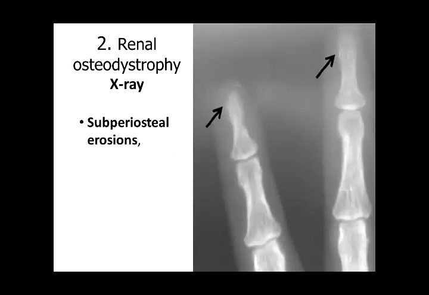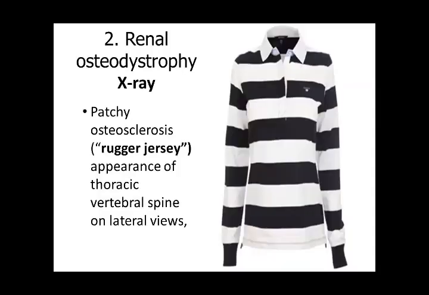Renal osteodystrophy X-ray: subperiosteal erosions are there. Right. So you can see the subperiosteal erosions in the picture, and look at this T-shirt. Patchy osteosclerosis, rugger jersey appearance of the thoracic vertebral spine on the lateral. Just look at the T-shirt.